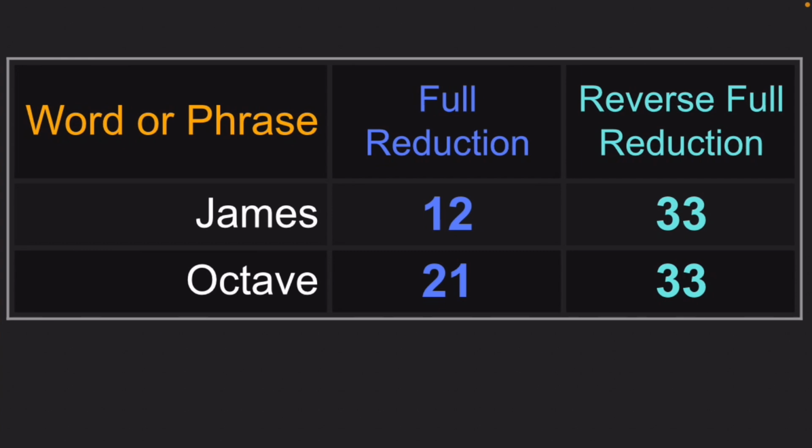James and Octave have the same gematria. So James equals 12 in the full reduction and Octave equals 21. So you flip the 12, you get 21. And then they both equal 33 in the reverse full reduction cipher. And James is obviously James Brown's first name, and Octave is Kodak Black's last name.